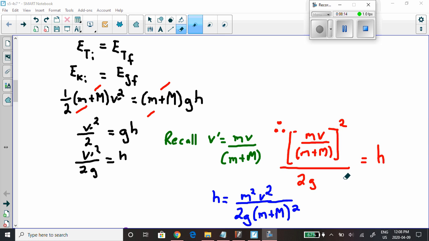I plugged it in. Then I do some squaring here, and I put together everything that's in the denominator, and I come up with an expression for the height in terms of the mass of the bullet, the speed of the bullet before it hit the wood, the gravitational field strength's magnitude, and the mass of the wood and the bullet together. So we have solved part D. And from here in the red to here in the blue is just some algebra. Take your time with it. You'll be able to figure it out. It's good practice for your brain.